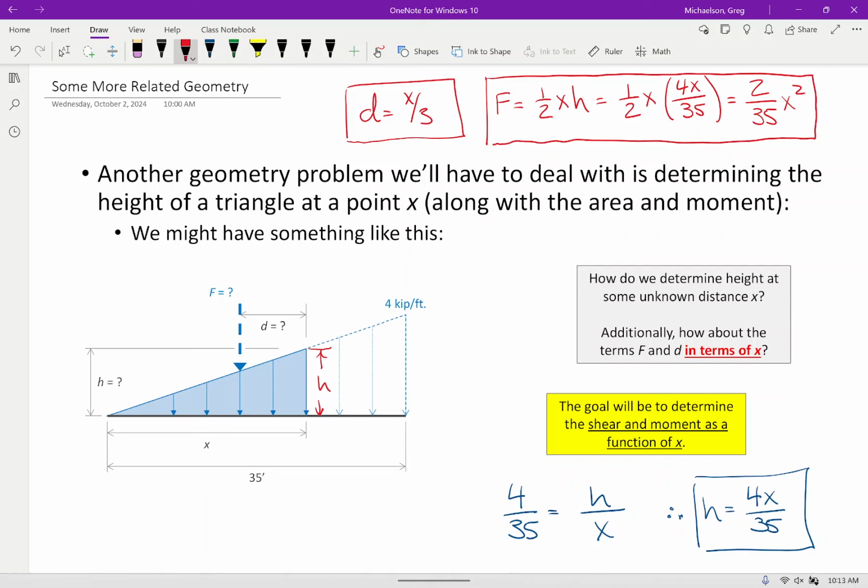Somebody help me out. What if x is 35? What is f? Somebody break out the Casio FX-115ES Plus or similar scientific calculator. If x is 35, well, can we do this in our head? We have 35 squared over 35, so 35 times 2 is 70. Okay, what is the area of the entire triangle? 4 times 35 over 2, which is 70. So if x is 35, that's the whole triangle, right?